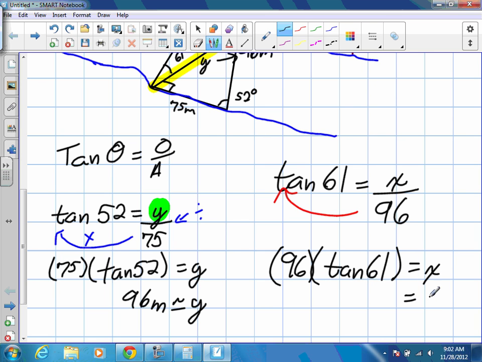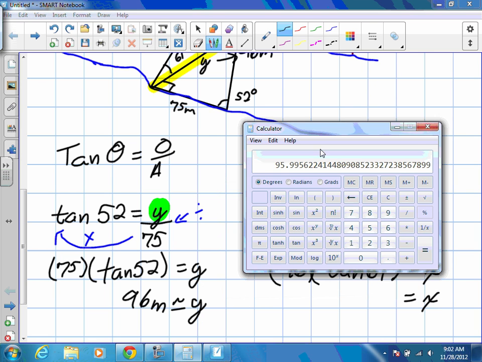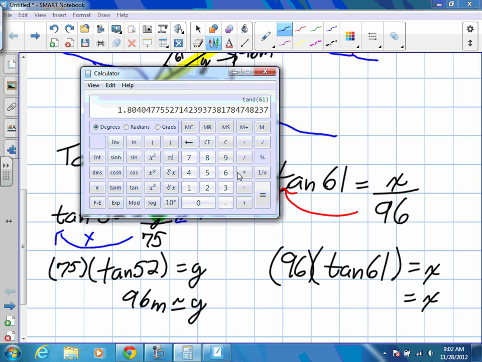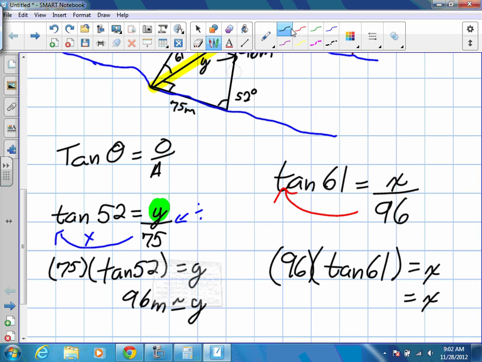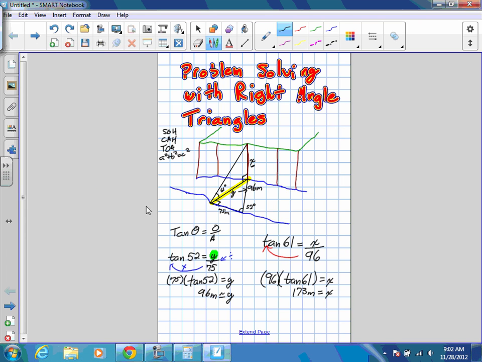We plug that in the calculator. 61 tangent times 96 equals 173.1. Well, approximately 173 meters. So according to this question, we had to use this formula twice to figure this out. The height of this cliff is 173 meters long.